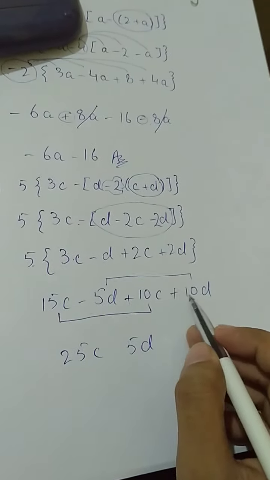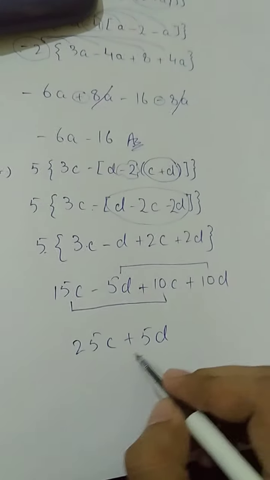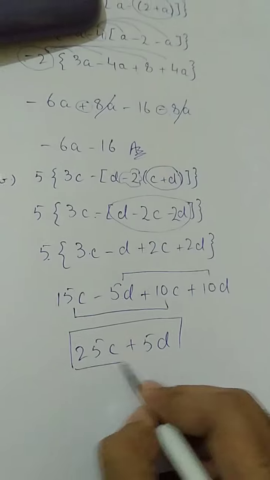Now which number is greater? 10 is the greater number. It has the plus sign, so plus will come here. This is how it is solved, and this is our final answer.